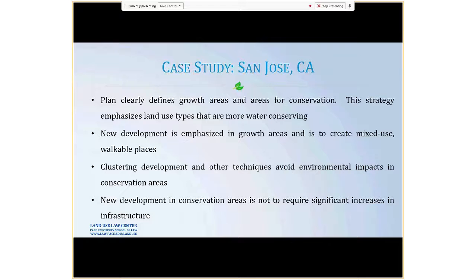The goal here is to double water use reductions by 2040. The plan specifically states it wants to reduce per capita consumption by 25%, achieving 50 million gallons per day water savings, again, by 2040. Next slide.